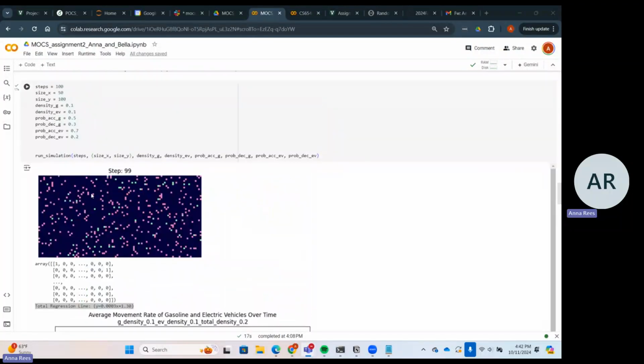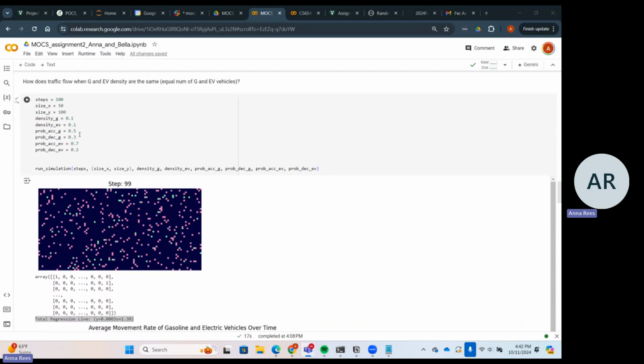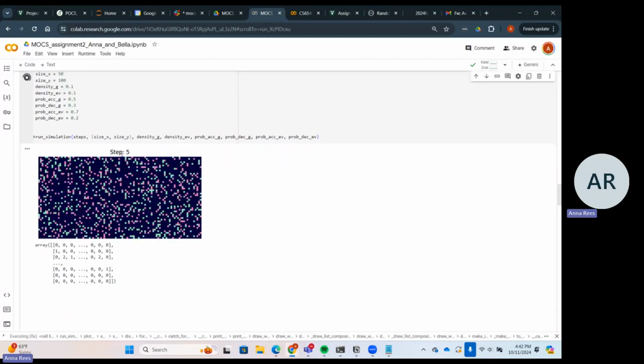Just to give you an idea of what each simulation looks like, here's an example. This is our test for how traffic flows when the density of gas and electric vehicles are the same. For every run of this simulation, we had a total density of 20%, so 20% of the road is covered by some vehicle. It's a 50 by 100, so this is a 50 lane highway, which might be a bit excessive. But this is what the simulation looks like.